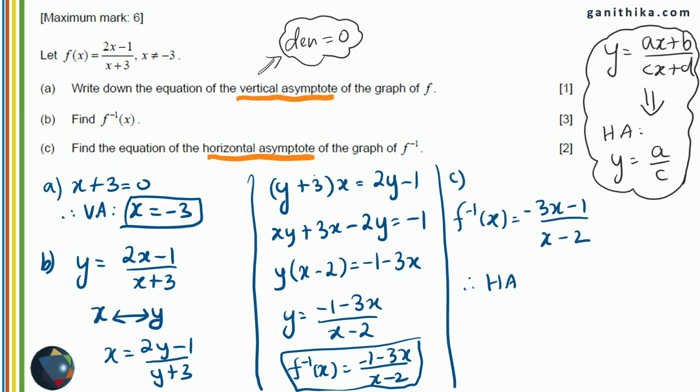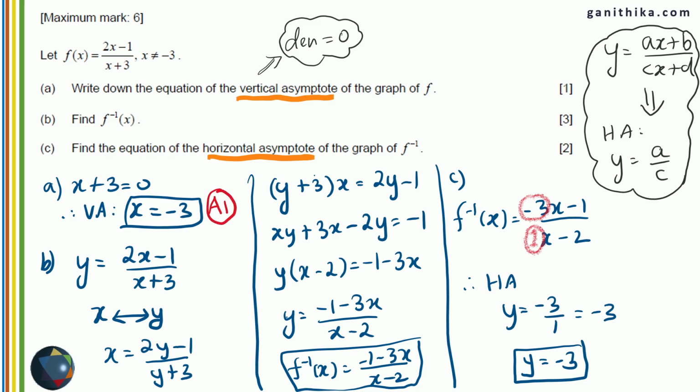And we have a as minus 3 and c is 1 because it has a coefficient of 1 in the denominator. So y is equal to negative 3 over 1, which gives you negative 3. And don't leave the answer here. The final answer should be as an equation y is equal to negative 3, which is the horizontal asymptote.